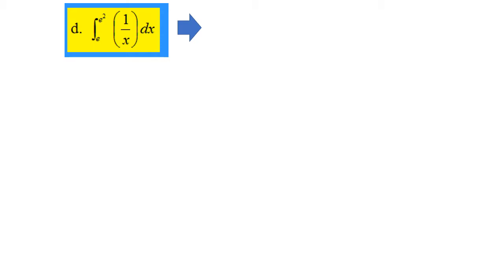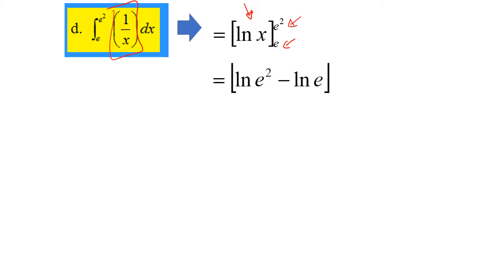For the next part, we integrate 1 over x dx from e to the power of 1 to e to the power of 2. As we know, when we integrate 1 over x, it will be equal to ln x, and then we substitute the limits e to the power of 1 and e to the power of 2. After we substitute e squared and e to the power of 1 into x, it will be ln e squared minus ln e to the power of 1.